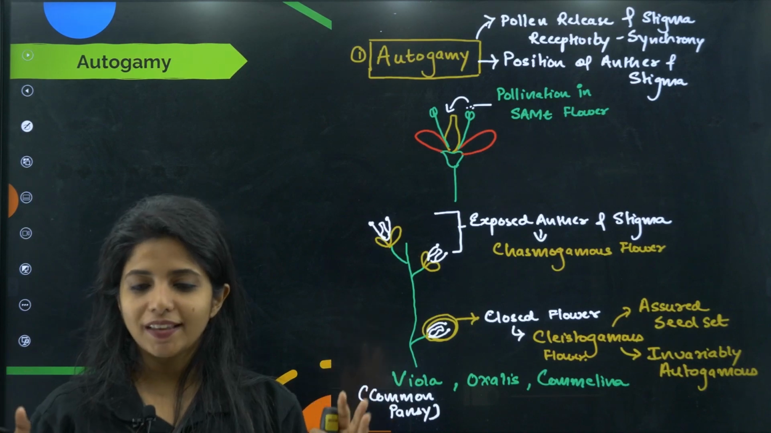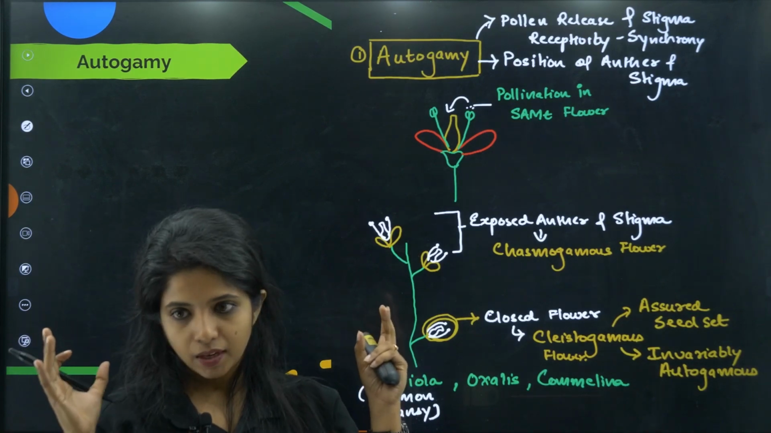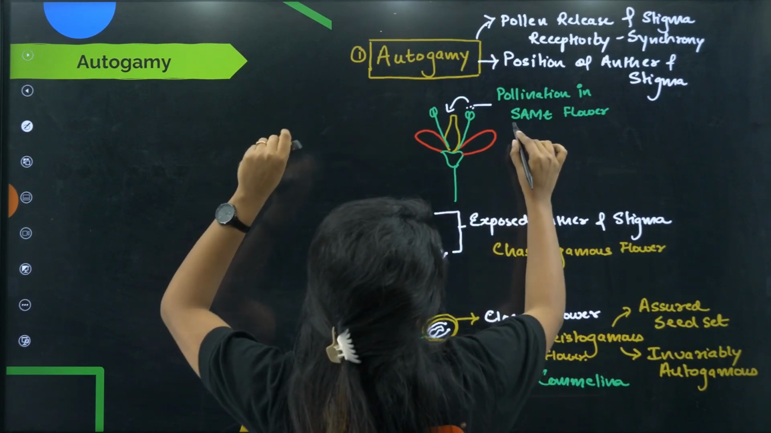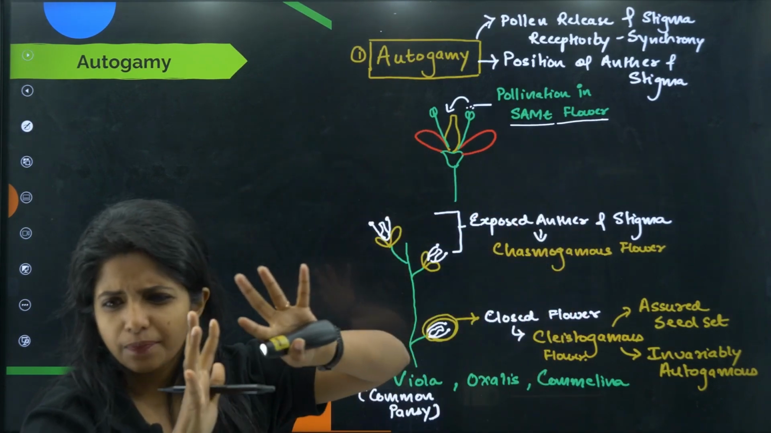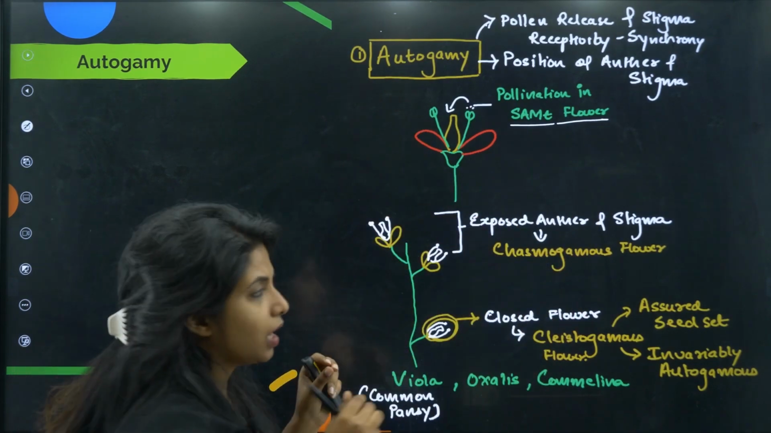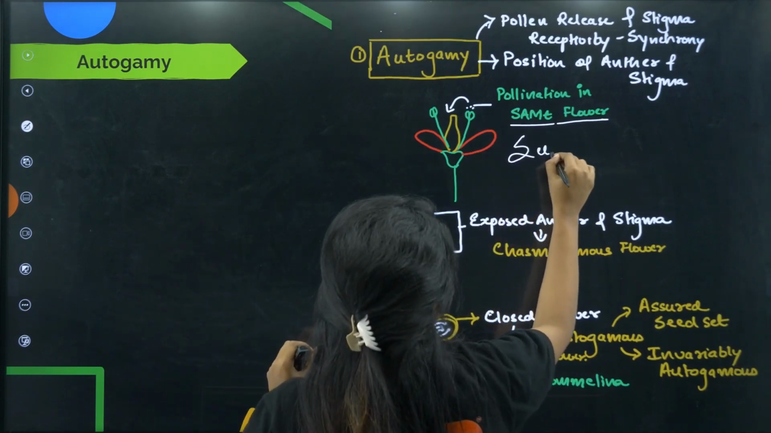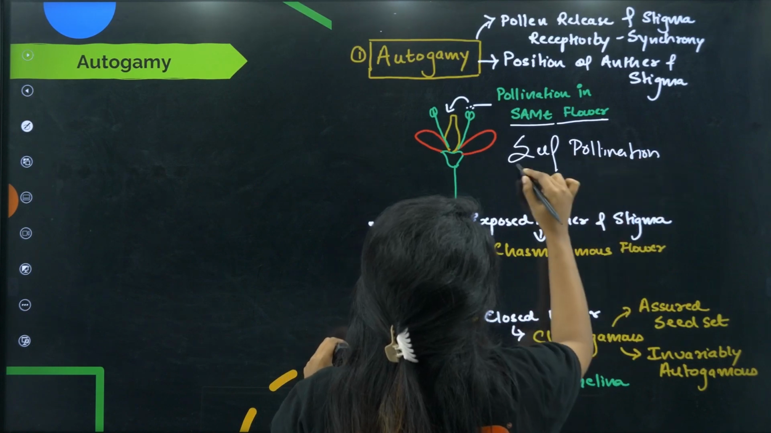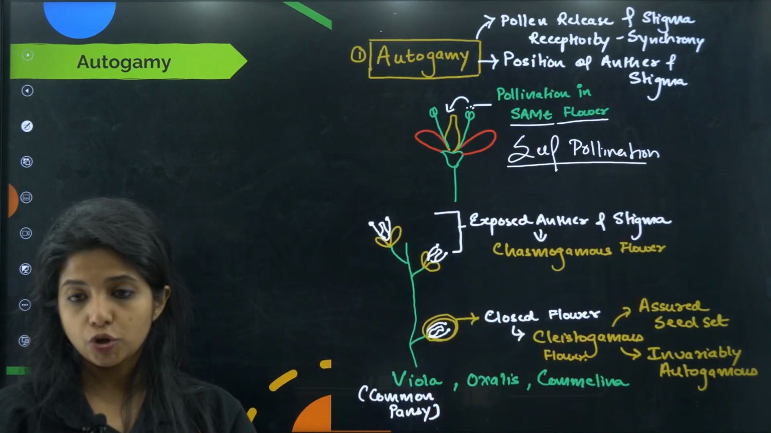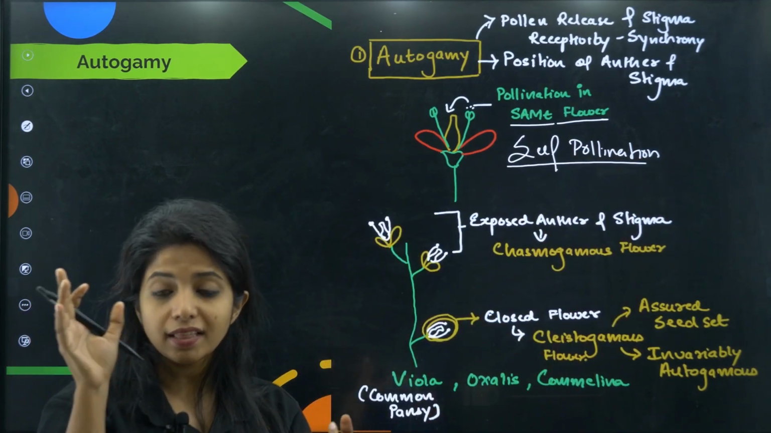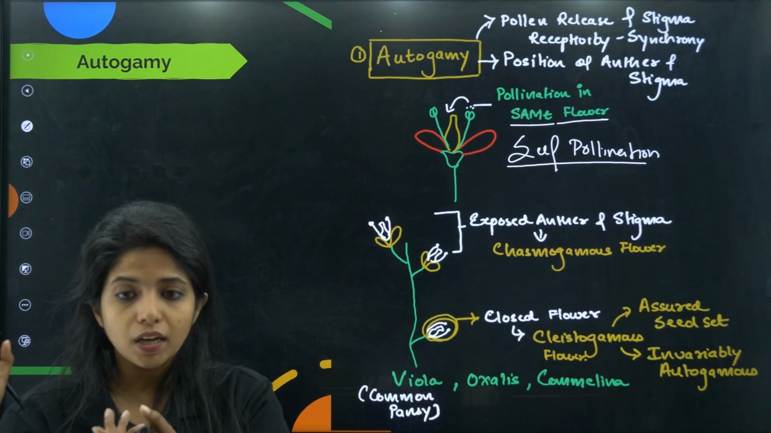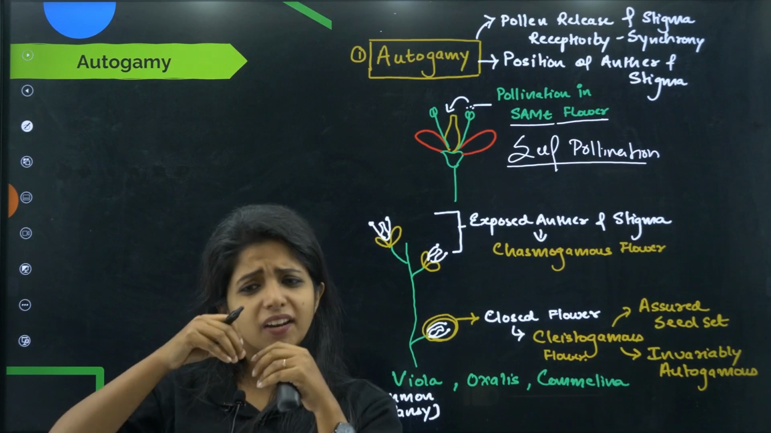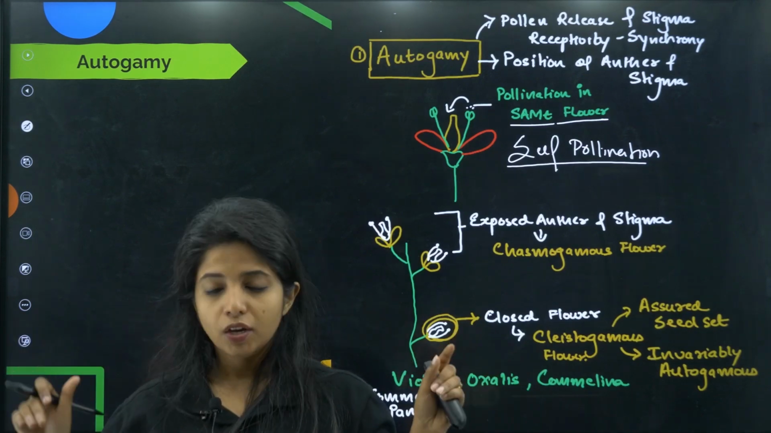So there are different types of pollination. One is autogamy. As you can see over here, when pollination is happening in the same flower, children, it is known as autogamy, and is also known as self-pollination. But there are two conditions for self-pollination to happen. First thing, the pollen release and the stigma receptivity should be synchronized. As in, when the pollen is releasing, the stigma should actually be receptive. If it's not receptive, will the pollen land, germinate and do all this? No.